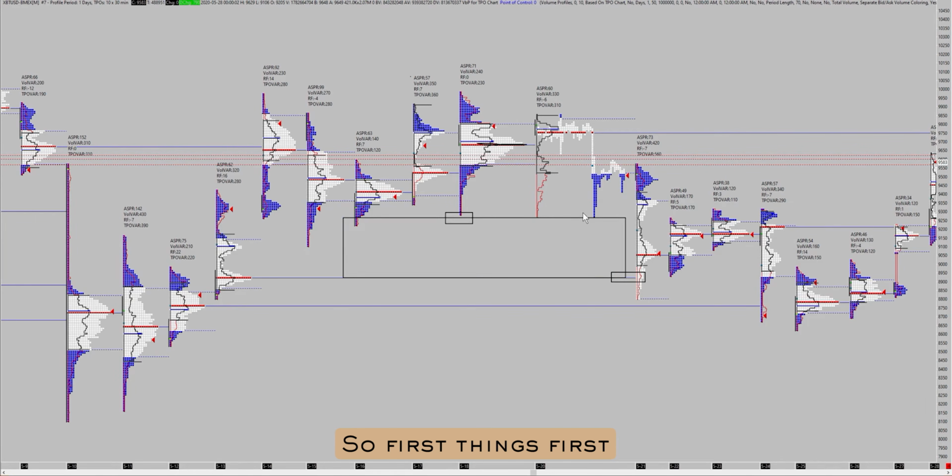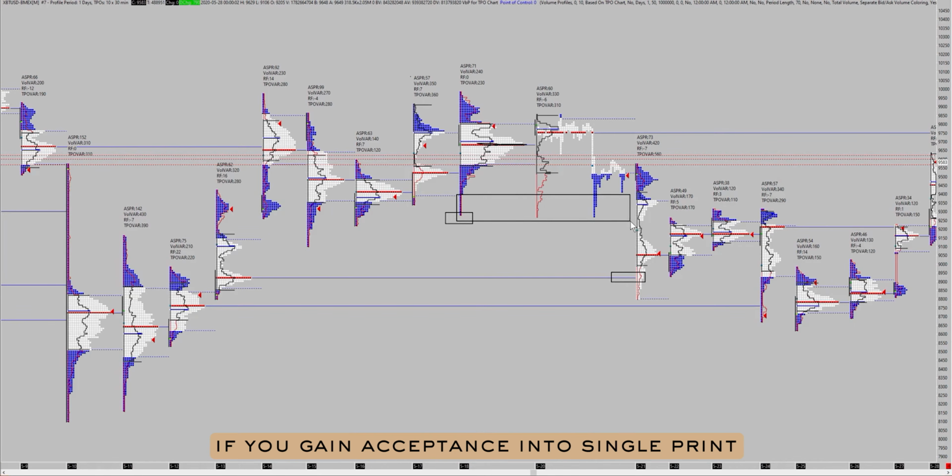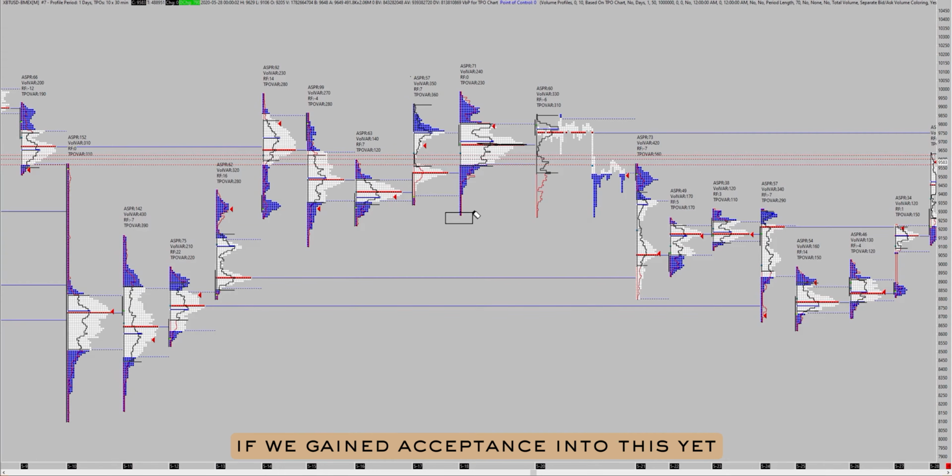So first things first, with acceptance below the low, you would target the single print, and below that you're looking for this structure to break down and target the naked point of control, which is next, because ideally if you gain acceptance into single prints, you're more than likely going to auction further. But we can't tell if we gained acceptance into this yet until this trade continues to transpire.